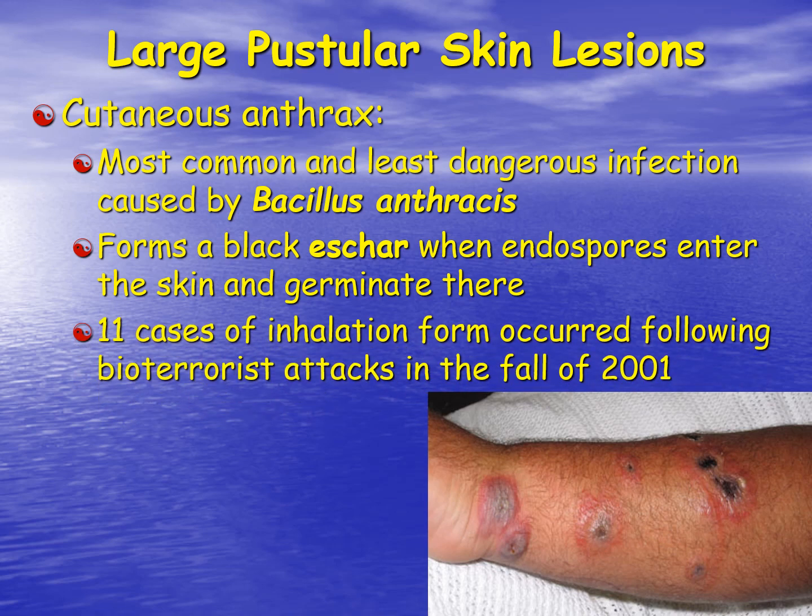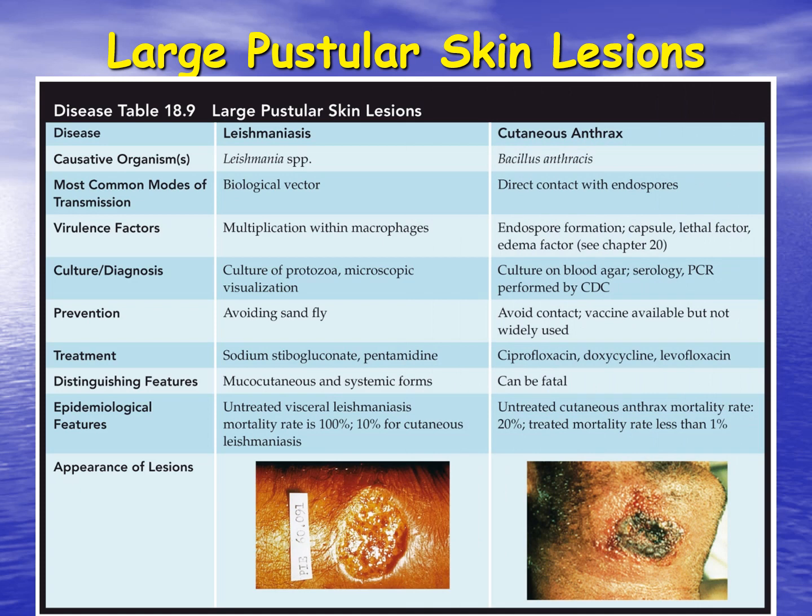And in the fall of 2001, if you remember, there were 11 cases of inhalation anthrax through the terrorist attacks that resulted in death. In inhalation anthrax, 20% mortality is seen if left untreated. Cutaneous anthrax can be treated topically and typically is not fatal. So this just compares leishmaniasis out of chapter 18 and cutaneous anthrax.